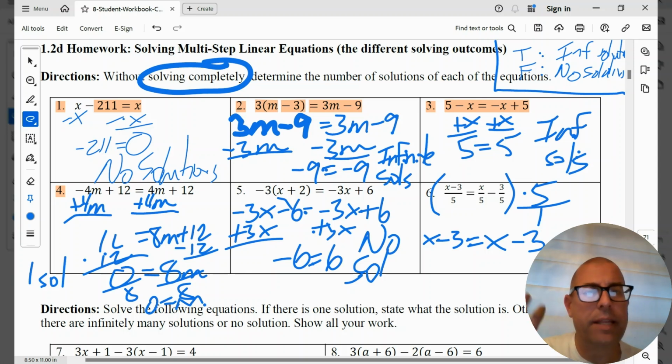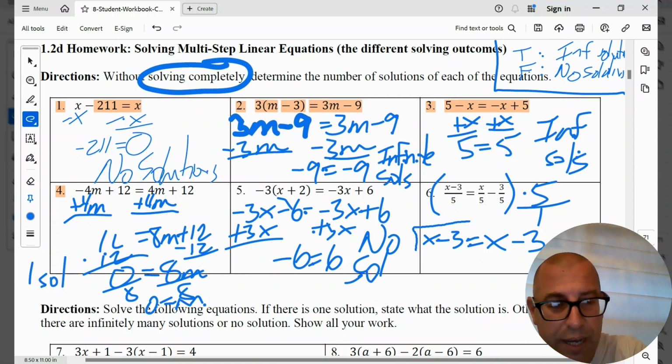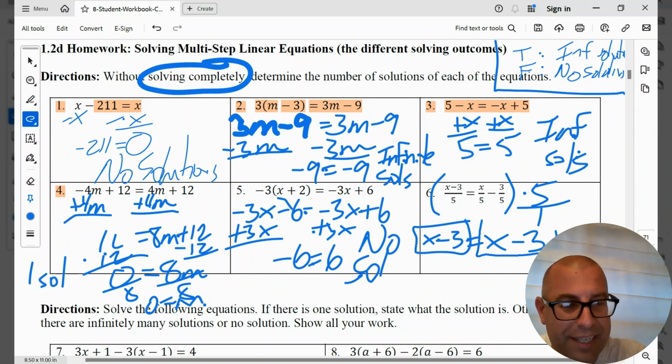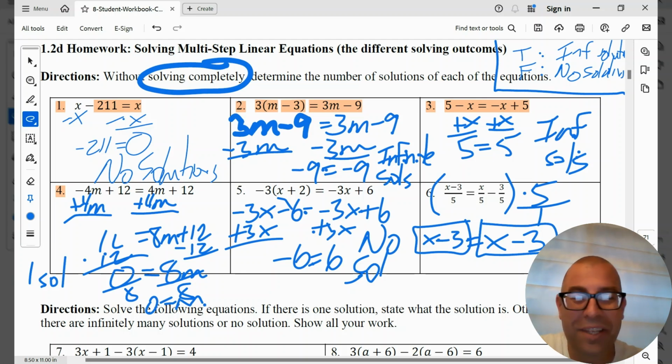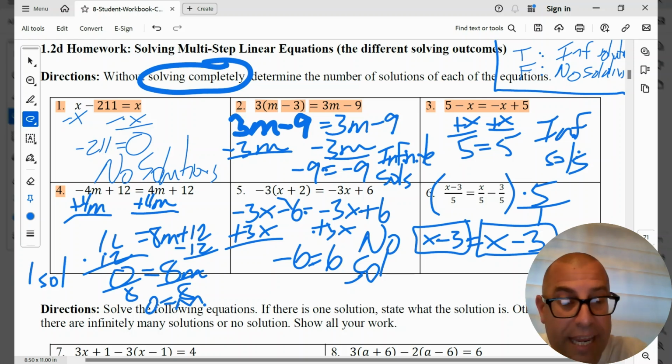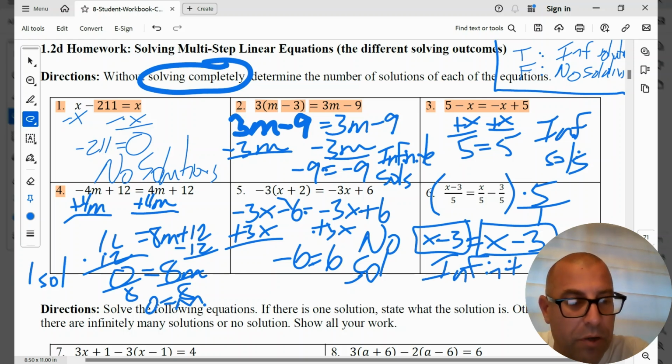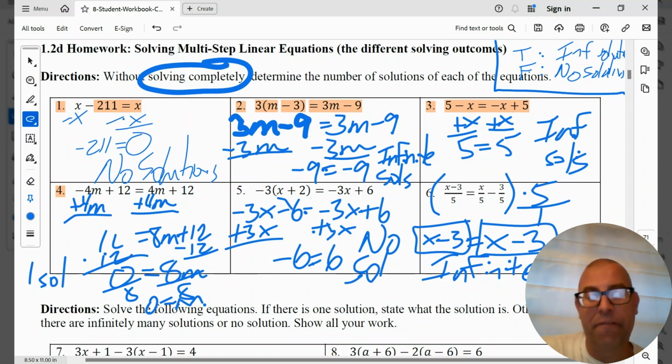Now, remember they did say without solving completely. One of the things that we do want you to start to recognize is, do you see how it's the exact same thing over here and the exact same thing over there? When they're the exact same, it's going to end up with infinite solutions because they're the same thing. Anytime they are the same, that is a true statement. So we're going to say infinite solutions. That's there. So let's dip down a little bit here.